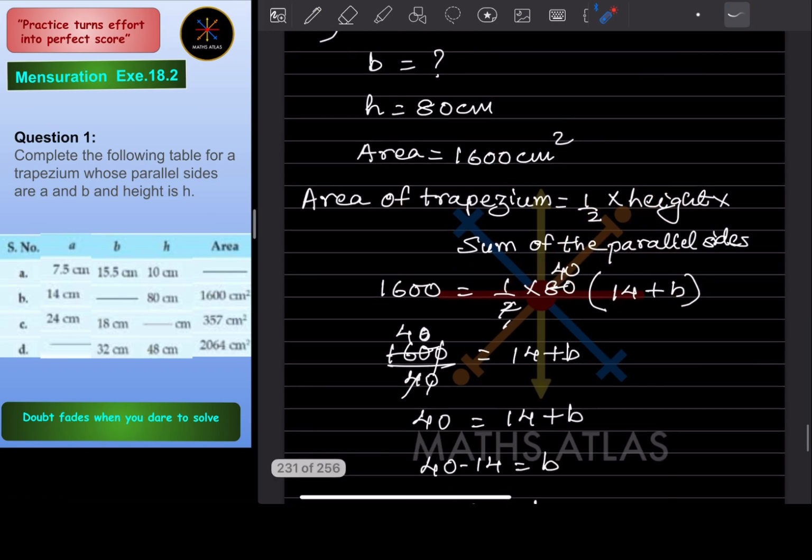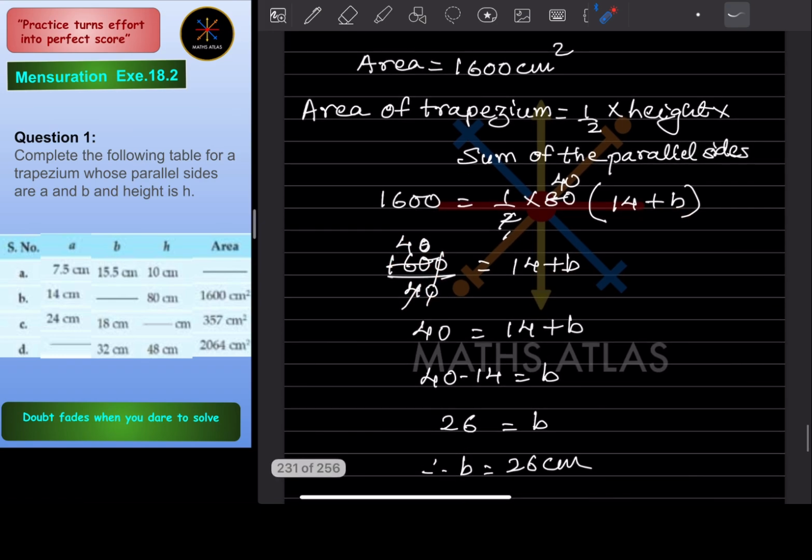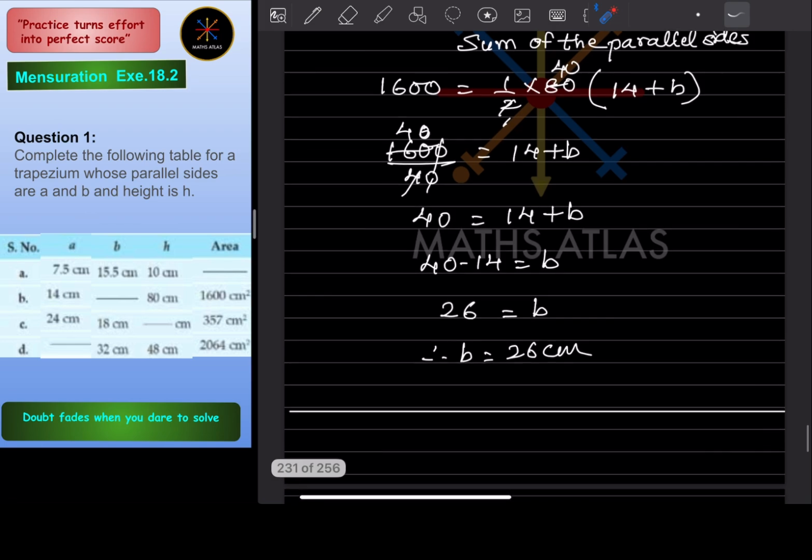So now let us see here. This is going to be 40. So 1600 as it is, this 40 will go on the other side, that will go in the denominator, and this will be on the right hand side. After simplifying, we get 40 is equal to 14 plus B. So 40 minus 14 is equal to B. So this is going to be 26 is B. So B is 26 centimeter.